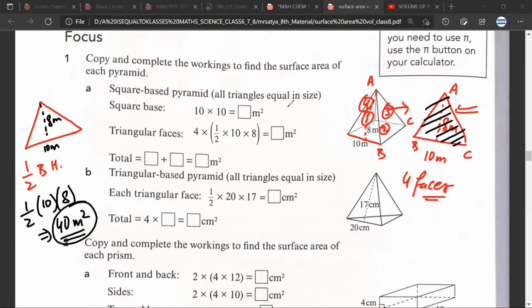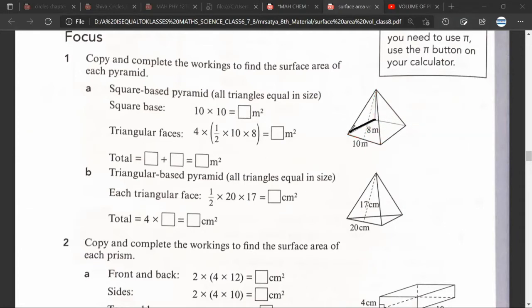And we have 4 faces like these. So basically the area of the triangular faces would be 4 into 40 is equal to 160 meters square. Are we clear or not? Yes. Mr. Sarthak? Yes. Mr. Satya? Yes, sir.